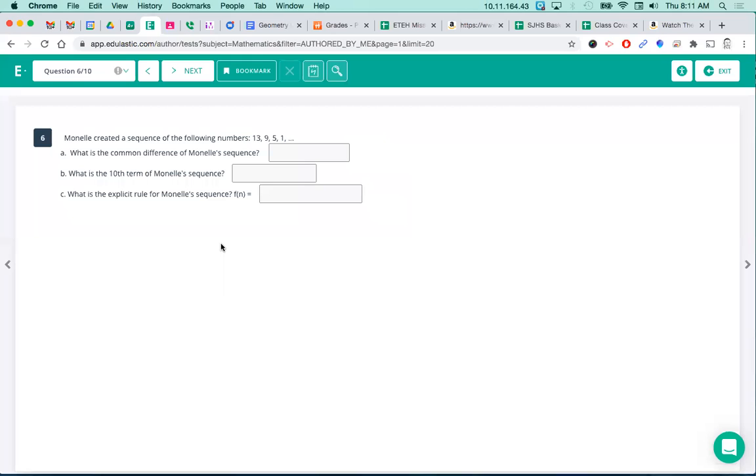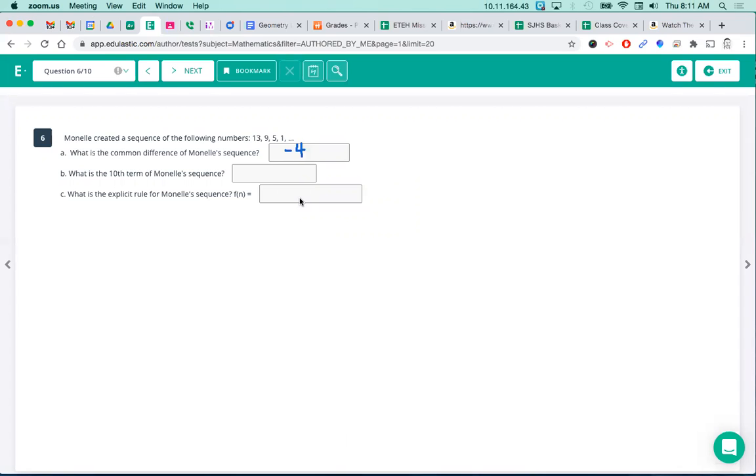So a common difference here, when you write this, you can't just write 4, because then I don't know if you're adding or subtracting 4. All right, so we would put negative 4 in there. Okay, the common difference is a negative 4, because we are subtracting 4 each time, or we're adding a negative 4. What is the 10th term of Monell's sequence?